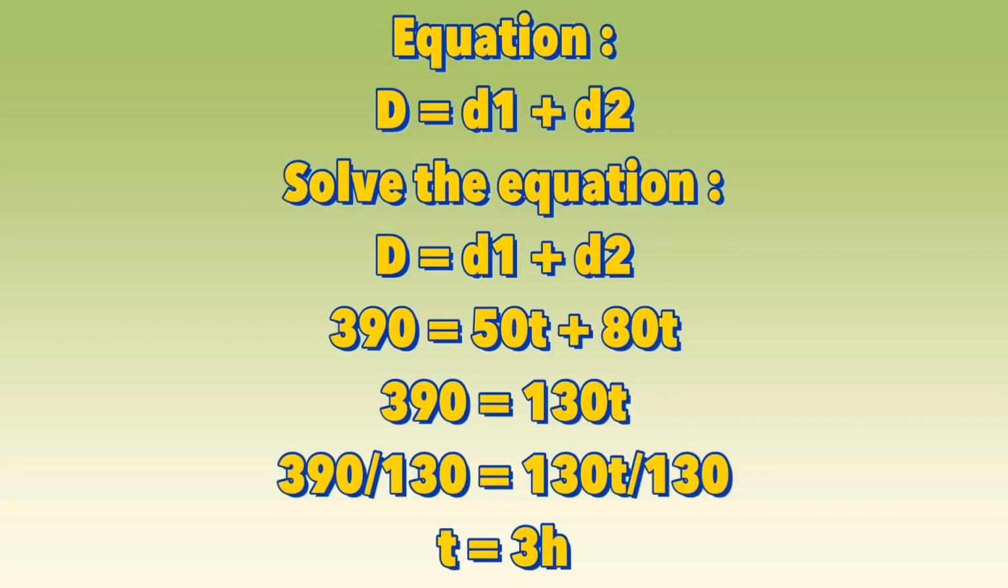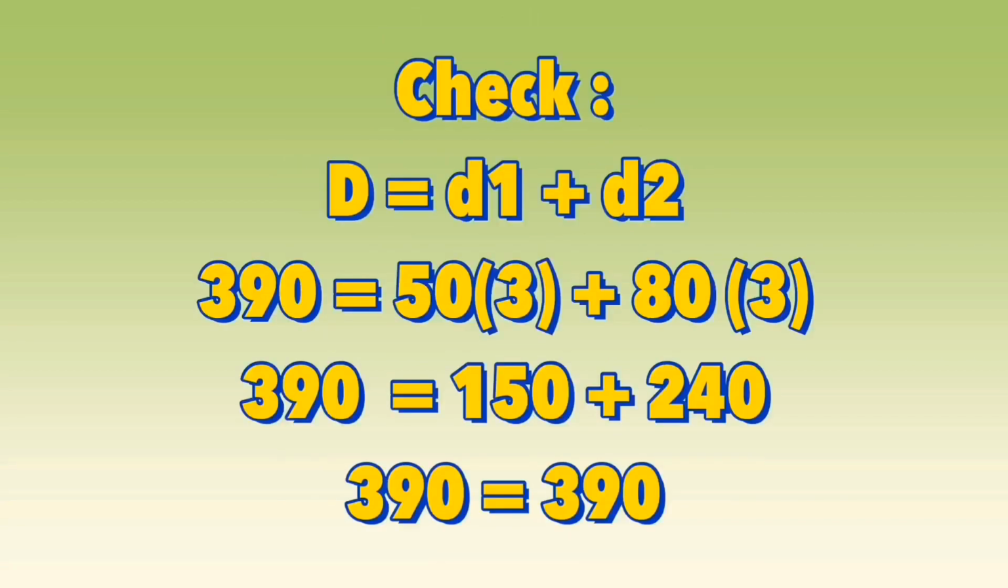We have to check. The distance is 390. The distance of the first bus is 50 times 3 plus the distance of the second bus is 80 times 3. So 50 times 3 equals 150 and 80 times 3 equals 240. So 390 equals 390. Therefore the equation is balanced. We can say that our answer is correct.